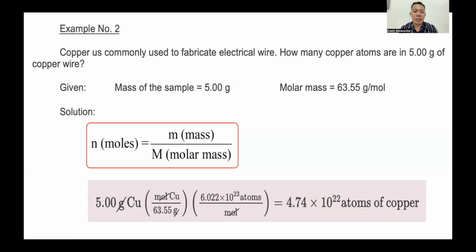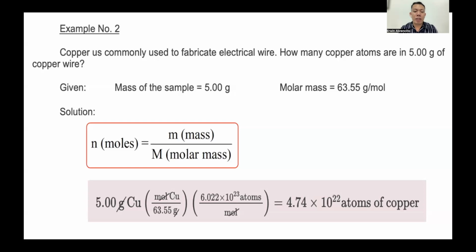And then for solving it for the number of atoms, all you have to do is multiply it with Avogadro's number of 6.022 times 10 to the 23rd atoms per mole. So again, that depends on the given. Since we're looking for the number of atoms, we use the term atoms. So with that, you can cancel mole.